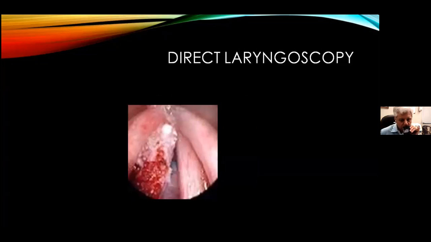This is another picture of the tumor. This is the right side. This is the left, and this is from where it is getting removed.